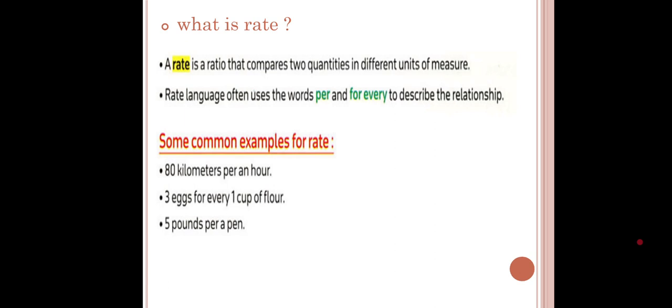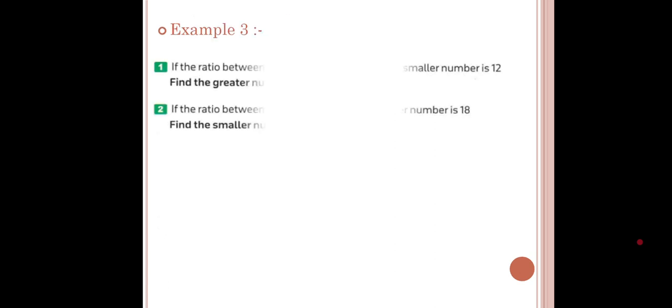What is a rate? A rate is a ratio that compares two quantities in different units of measure. Rate language often uses the words per and for every to describe the relationship. Some common examples of rate: 80 kilometers per hour, 3 eggs for every 1 cup of flour, 5 pounds per apple.